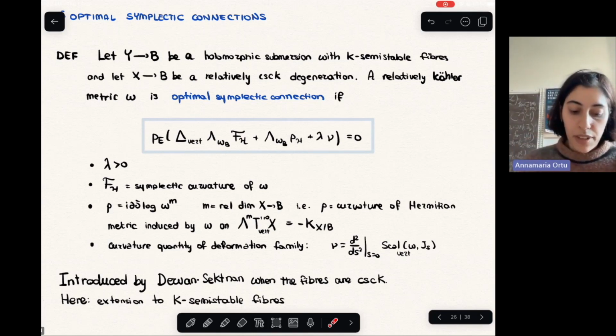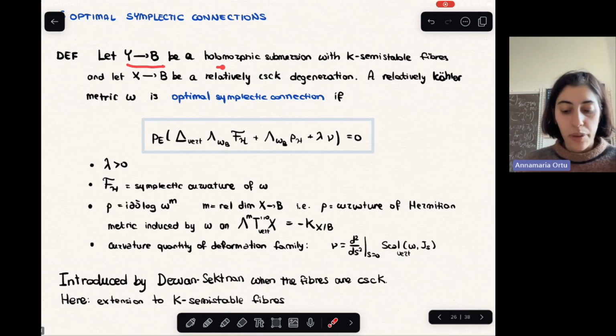So if we have Y over B, a holomorphic submersion with K-semi-stable fibers, which has a relatively cscK degeneration to a fibration X over V, whose fibers have constant scalar curvature, then we say that a relatively Kähler metric is an optimal symplectic connection if it satisfies this equation.